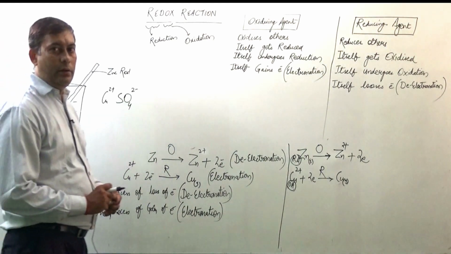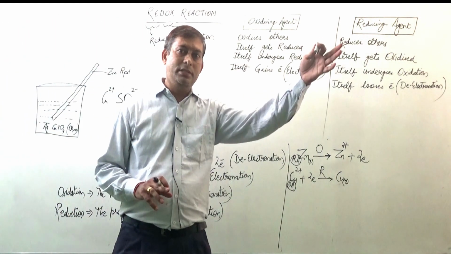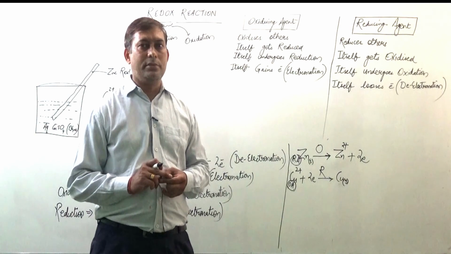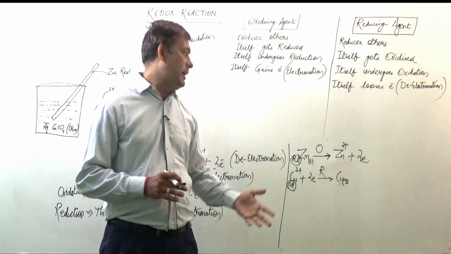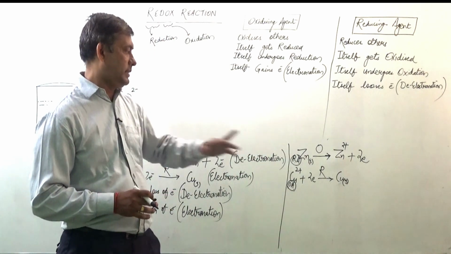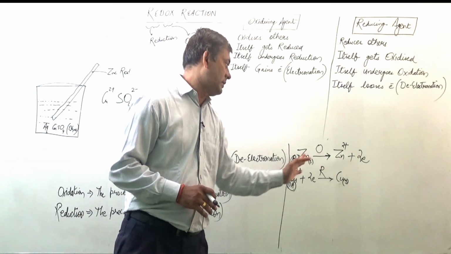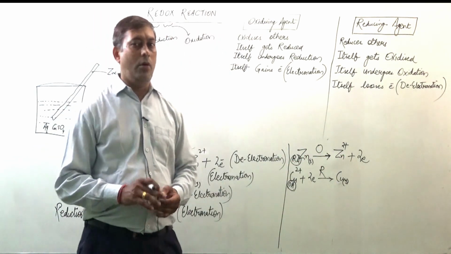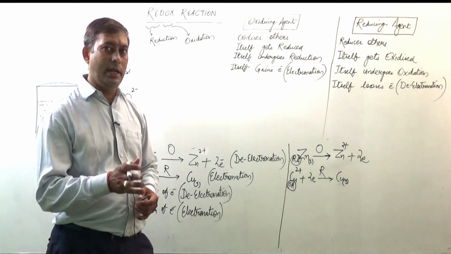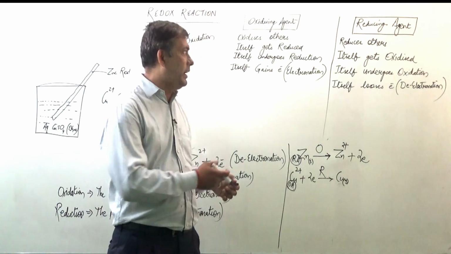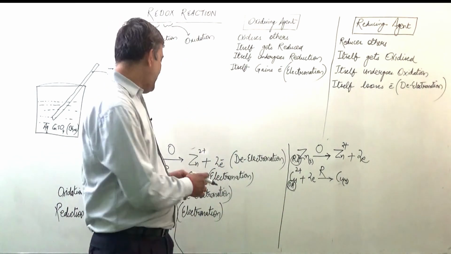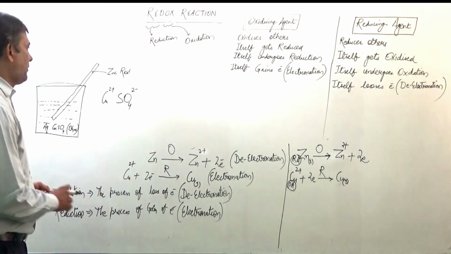So don't forget, an oxidizing agent is one which oxidizes others but itself gets reduced, and a reducing agent is one which reduces others but itself gets oxidized. So always remember, oxidizing agent and reducing agent both are always present on the left hand side of the arrow, the left hand side of the chemical equation.